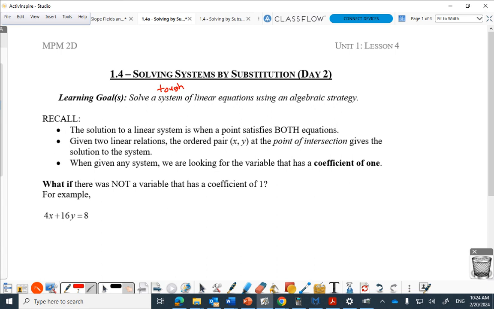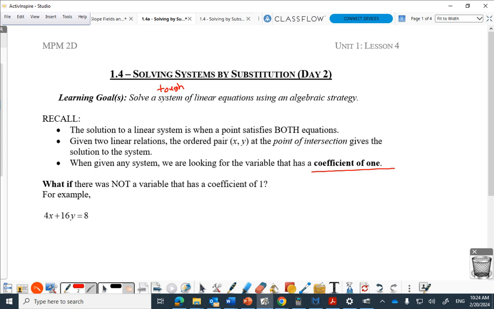So recall, the solution to a linear system is a point that satisfies both equations. Given two linear relations, the ordered pair (x, y) is the point of intersection. That's what we saw when we graphed them. When given any system, we're looking for a variable that has a coefficient of 1. That was the big thing yesterday. And if you're really paying attention, you must be thinking, he's really rigged these up nice. There's always one of them that has coefficient 1. Isn't that kind? Well, that's why it was day 1. Day 2, here we go.